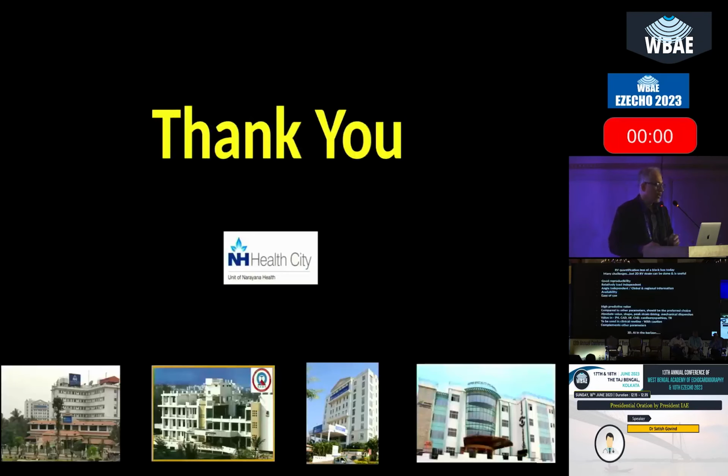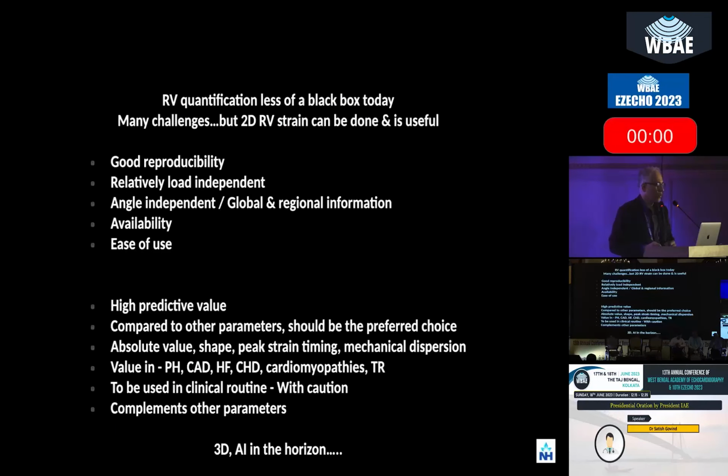So in conclusion, what I would like to end with is that RV quantification is less of a black box. Earlier we did not know what was happening inside, but now we are a little aware and we are able to understand the input that is going in and the output that is coming out. Many challenges are there, but 2D RV strain can be done, and it has data which strongly says that it is useful. It has great reproducibility, and is relatively load independent and angle independent. That is the greatest advantage. And it gives you global and regional information.